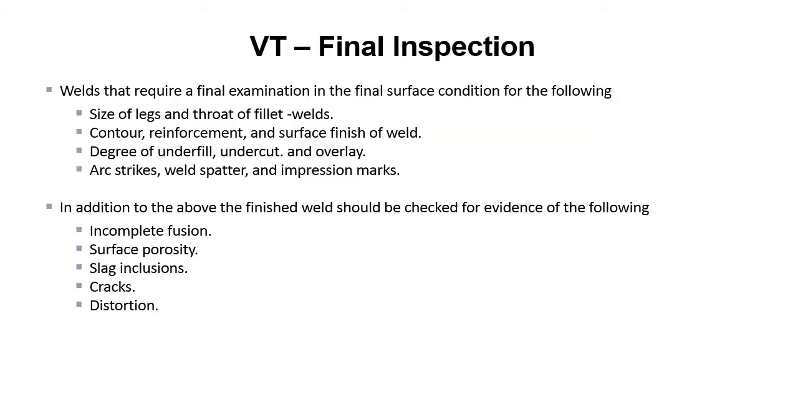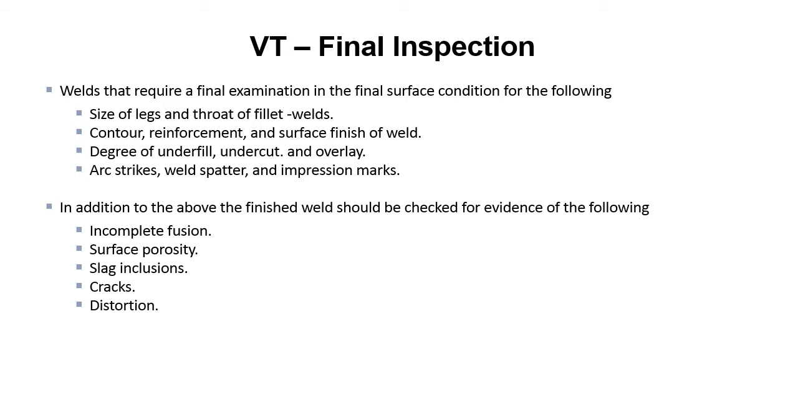WIT-T final inspection. Welds that require a final examination in the final surface condition for the following: size of the legs and throat of fillet welds, contour, reinforcement, and surface finish of the weld, degree of underfill, undercut, and overlay, arc strikes, weld spatter, and impression marks. In addition to the above, the finished weld should be checked for evidence of the following: incomplete fusion, surface porosity, slag inclusion, cracks, and distortion.